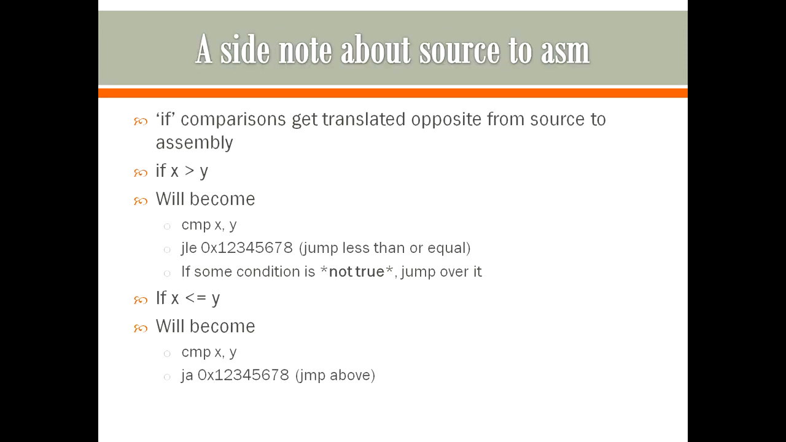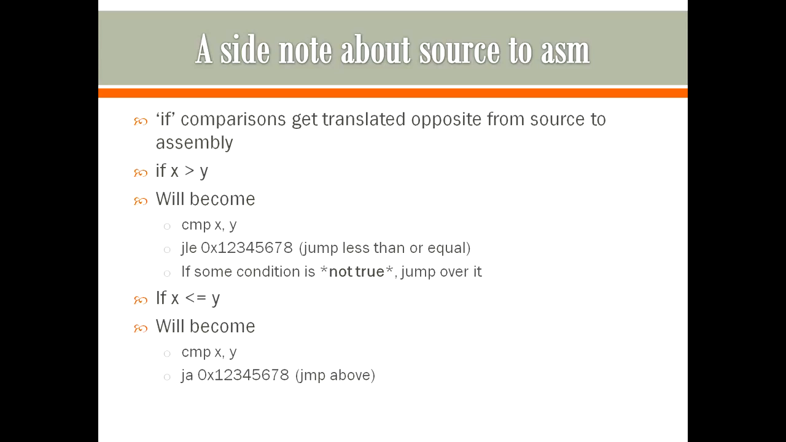One thing to keep in mind is that comparisons get translated in an opposite fashion when going from source to assembly. For example, the condition if x is greater than y in your source code becomes the following assembly instructions. Compare x, y and then jump to an arbitrary address if the value is less than or equal to. In assembly, we're actually testing if the condition is not true. If it is false, then we jump over it.